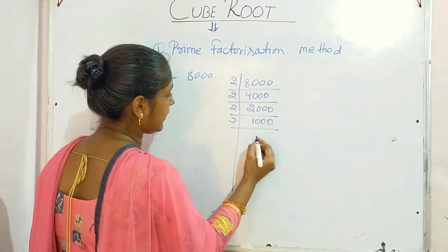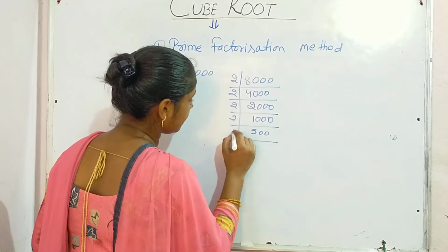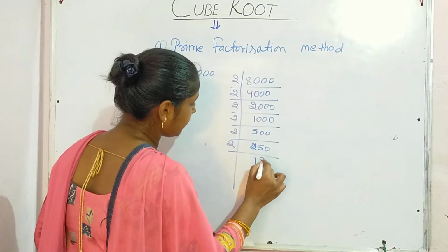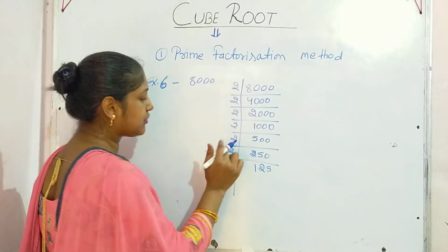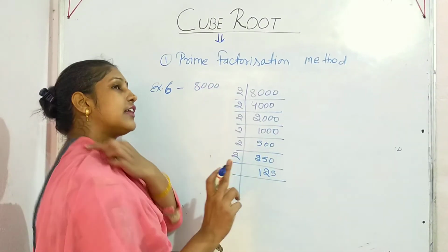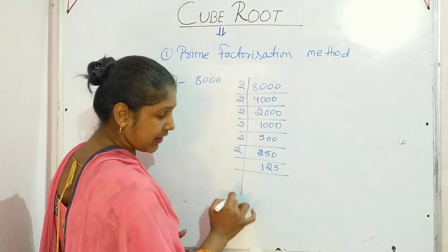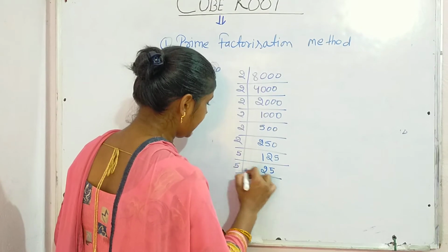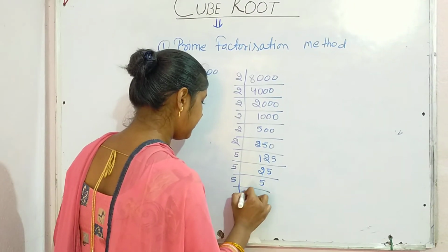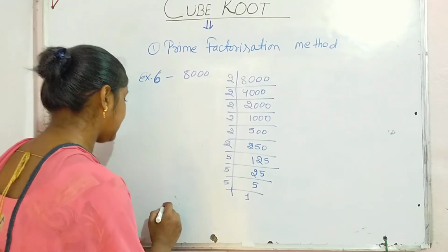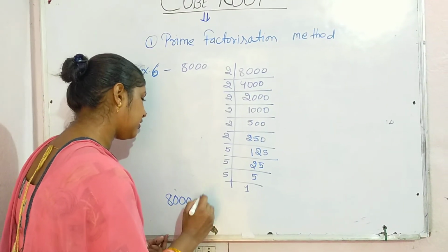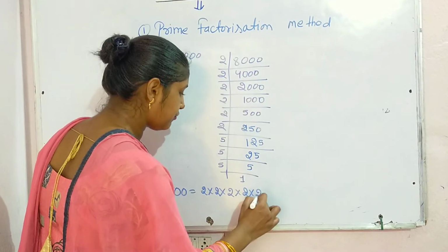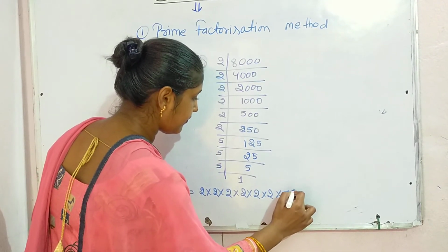Then 1000, divided, we get 500. Then we get 250. When we divide it again by 2, we get 125. Now 125 is not divisible by 2, so we opt for the second smallest prime number by which 125 is divisible. So we have 5. So here is 25, and 25 divided by 5, we get 5. And 5 divided by 5, we get 1.